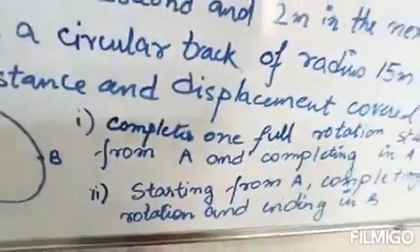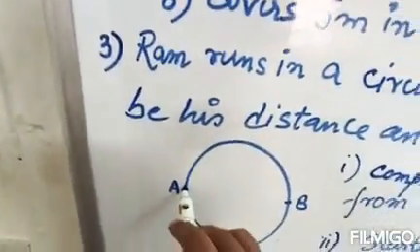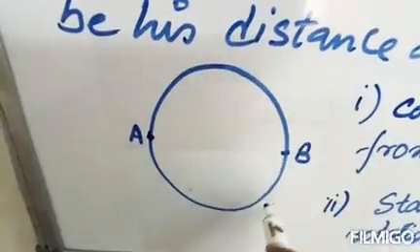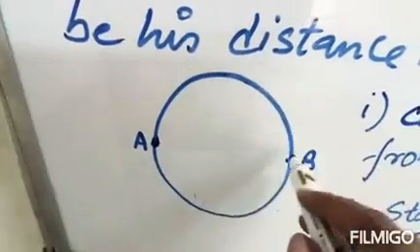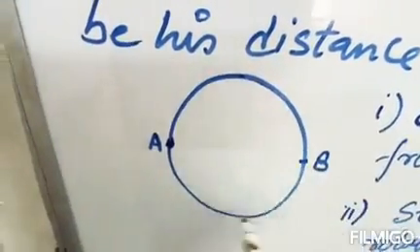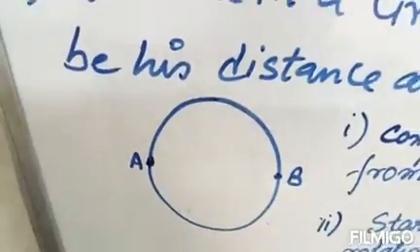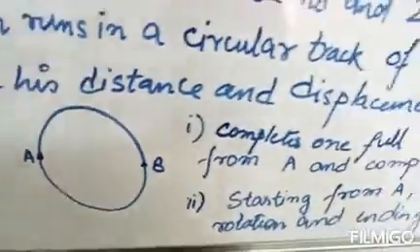And the second is starting from A and completing one rotation and ending in B, which means he will be starting from A and then he will be moving. He will not be stopping in A again, he will be stopping in B. So one rotation and then stopping in B. What will be his distance and the displacement covered?